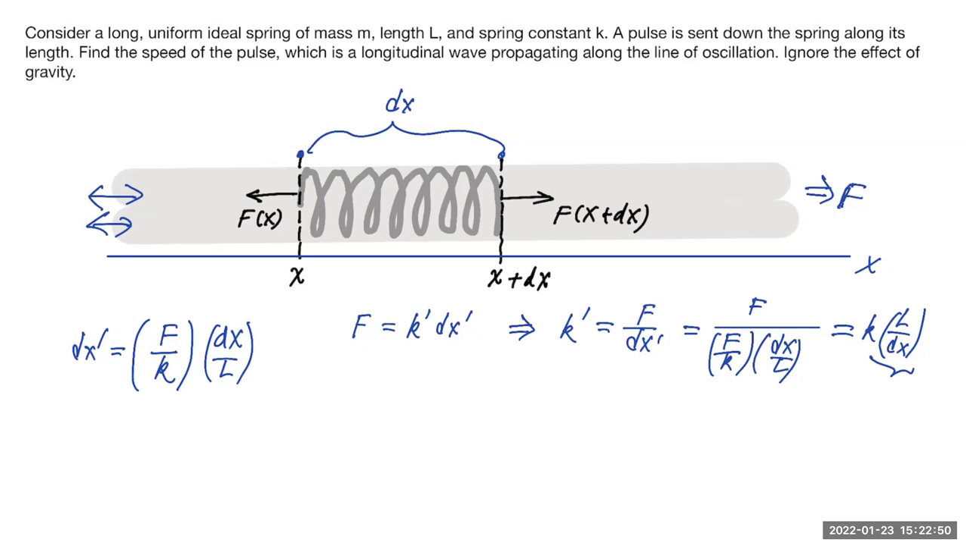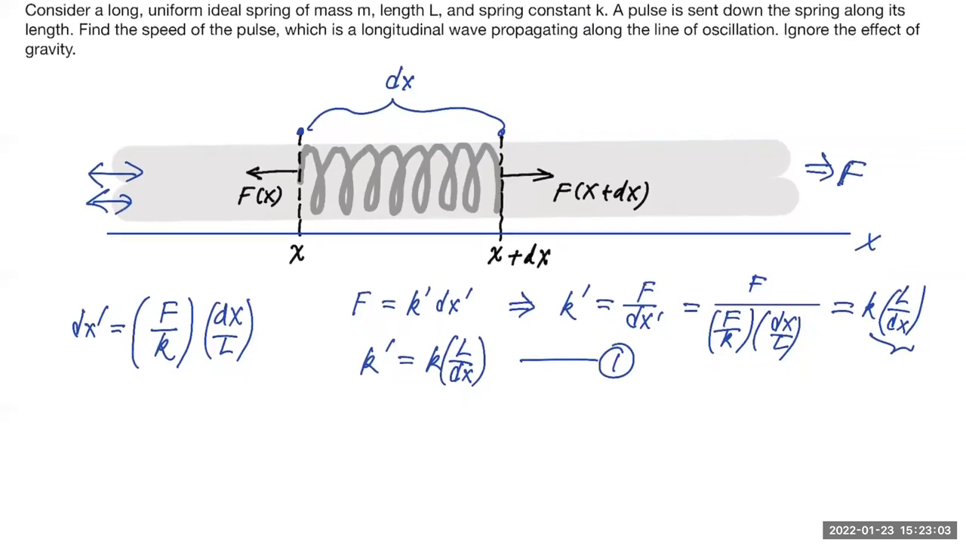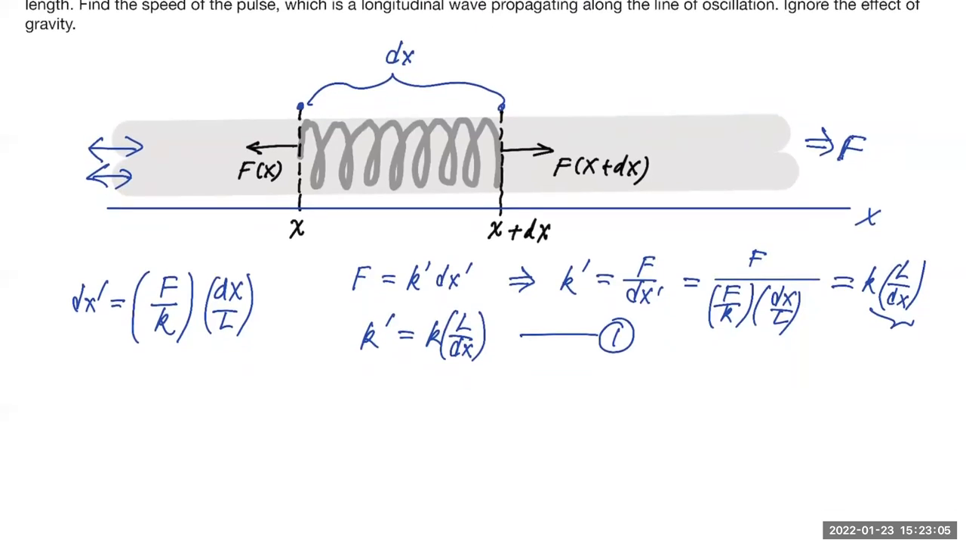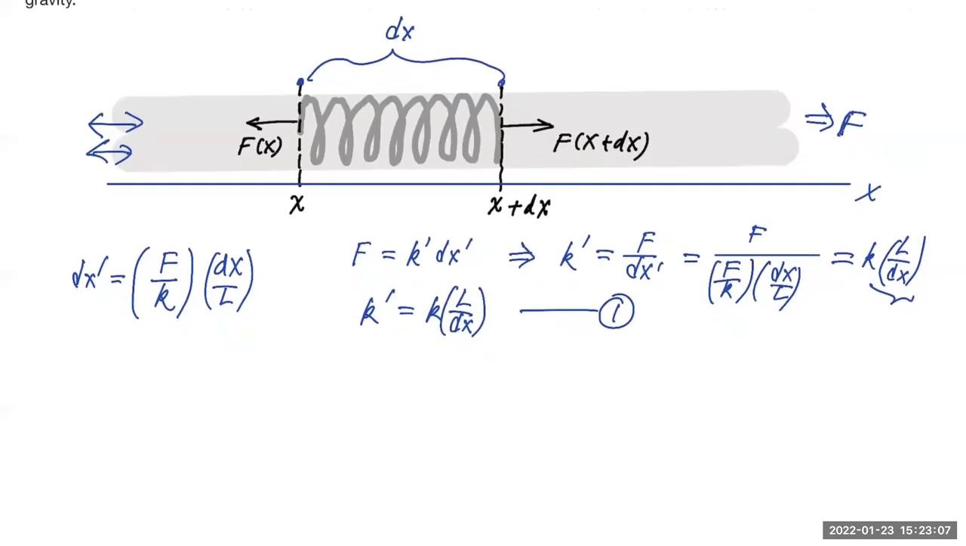Makes total sense. Okay, so again, K prime equals K L over dx. This is the first equation I need to know. So I have found the effective spring constant of this little segment. So now let's use that knowledge and study how this thing moves if I send a wave down.